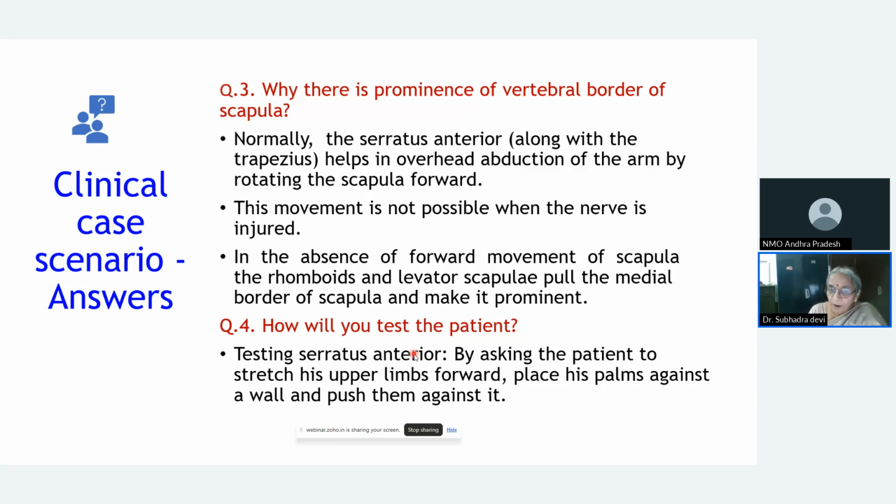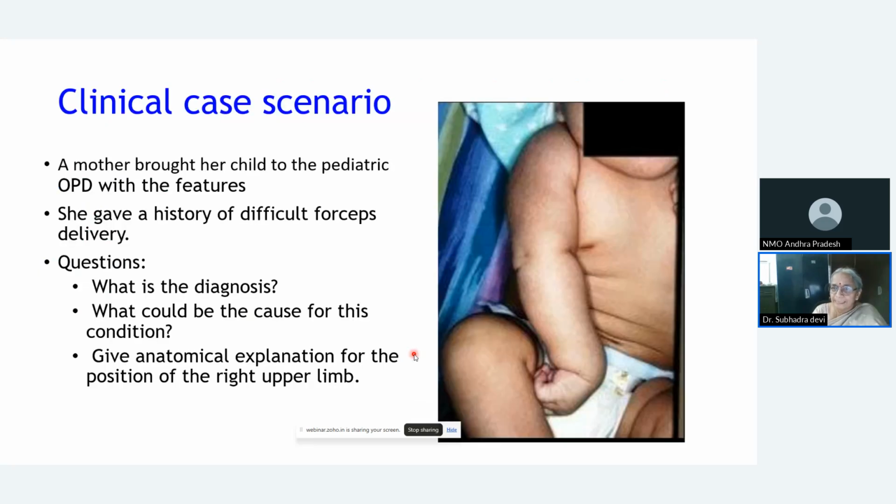How will you test the serratus anterior? Ask the person to stretch his upper limbs forward, place his palms against the wall and push against it. That's how you will test it. And then I'm showing you another case scenario which you can easily identify. A mother with a child has come to the pediatric OP, with a history of forceps delivery. What will be the diagnosis by looking at the position of the baby? What is the cause? And you have to give the anatomical explanation. Like that also you may get a question.